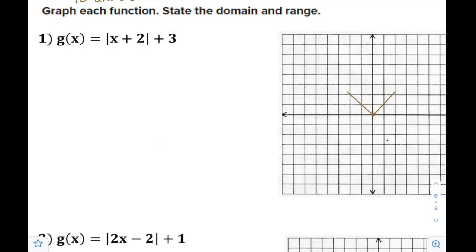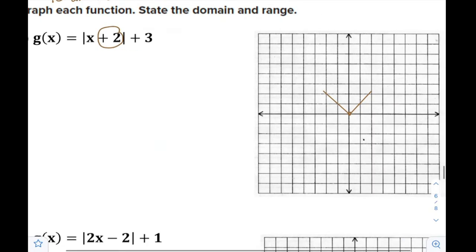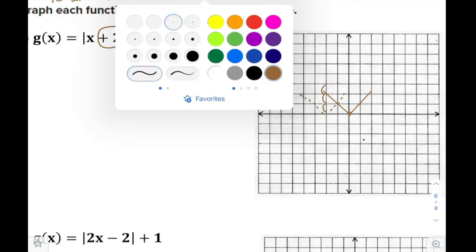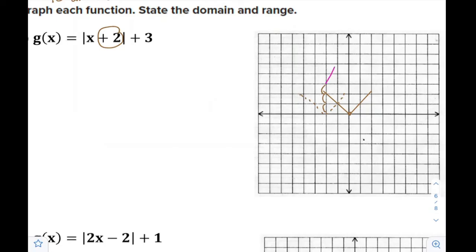If you use the transformation technique, then this will move 2 units to the left, so it will be somewhere here. Then 3 units up, so it will move 1, 2, 3, so finally it will be here. Keeping the same slope since there is no stretching or compression. Okay, now this will be the final destination.